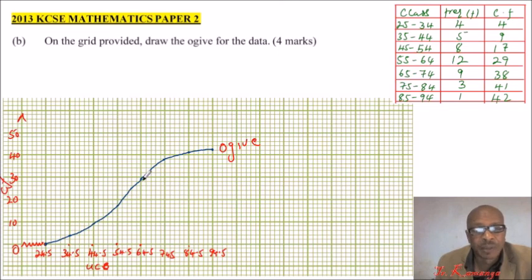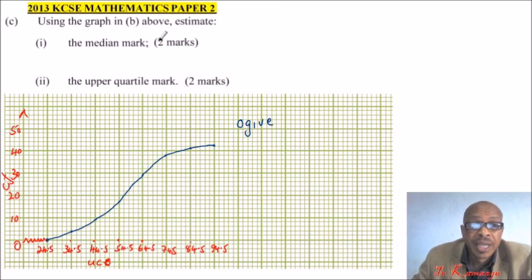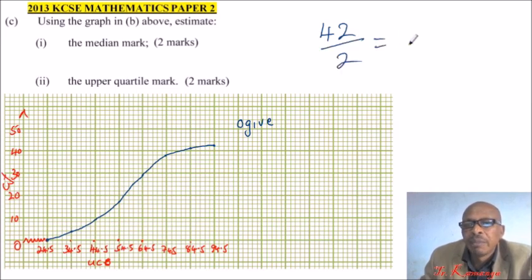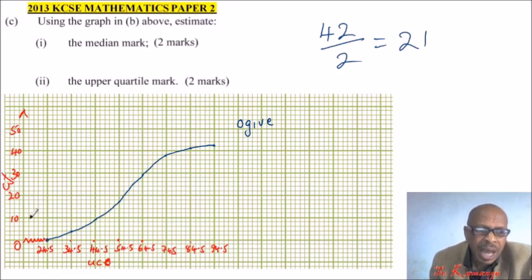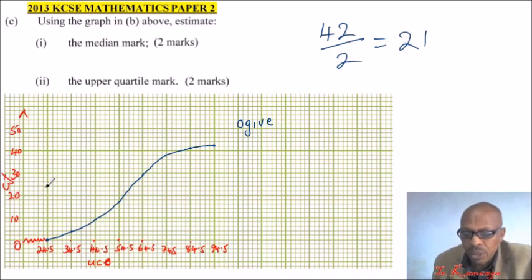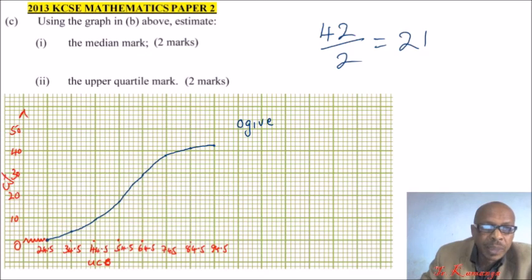So let's go to part C of this question. Using the graph in B, which I have already inserted above, estimate the median mark. We found that the total frequency is 42. So the median mark is at 42 divided by 2, which is 21. You take a ruler and get the mark that corresponds to 21. Place your ruler there, and you'll be able to get the median mark.